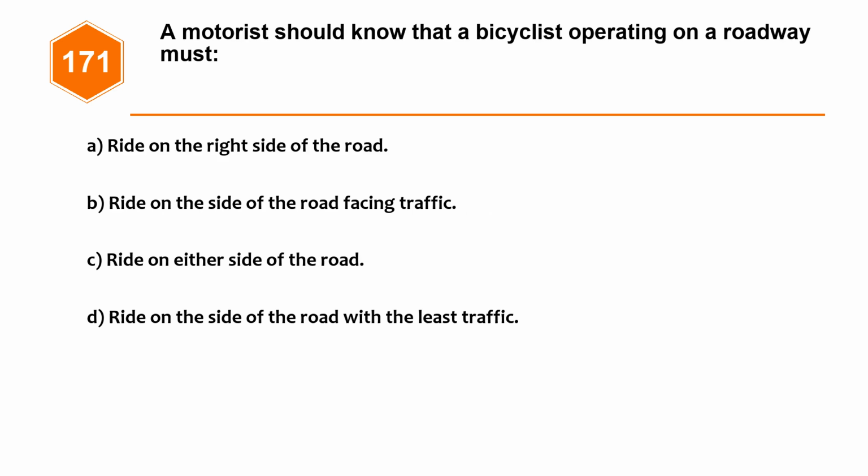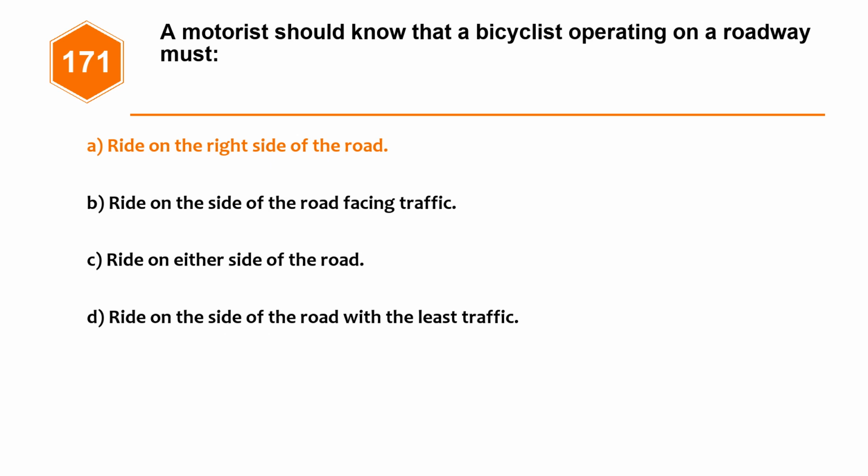Question 171. A motorist should know that a bicyclist operating on a roadway must Option A, ride on the right side of the road. Option B, ride on the side of the road facing traffic. Option C, ride on either side of the road. Option D, ride on the side of the road with the least traffic.